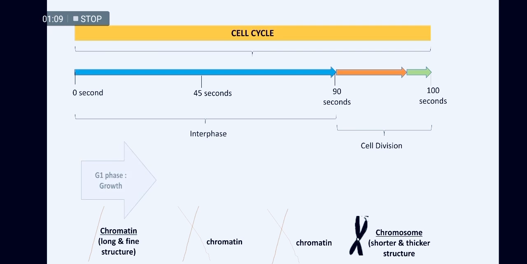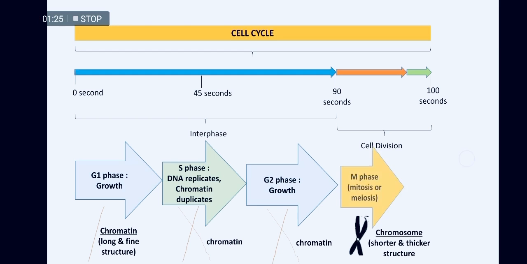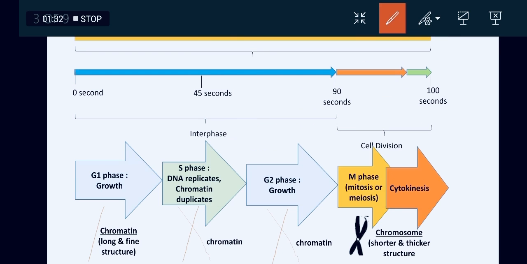Interphase takes around 90 seconds. It's a very long time compared to cell division. So what processes happen under this interphase? I'm going to scribble a little bit so you can see better. Under this interphase, what happened? Very long, right? 90 seconds.